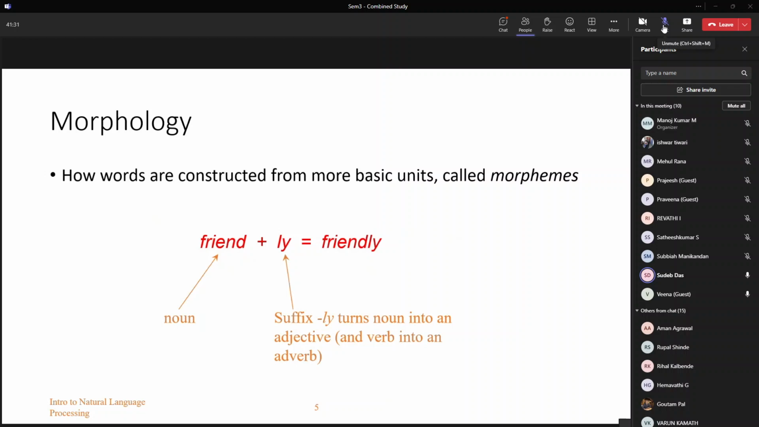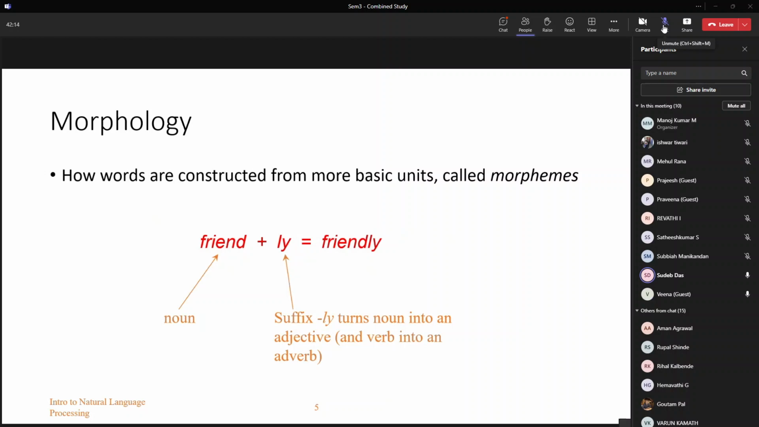Here, if I add "ly" to the noun word, it becomes an adjective, right? So the basic word in this case is "friend," the noun. That's correct. So in the dictionary, you will not see "friendliness." I think some dictionary, maybe Oxford, has it. But if you take the base dictionaries, they will have only the base words. The morphological forms will not be there.